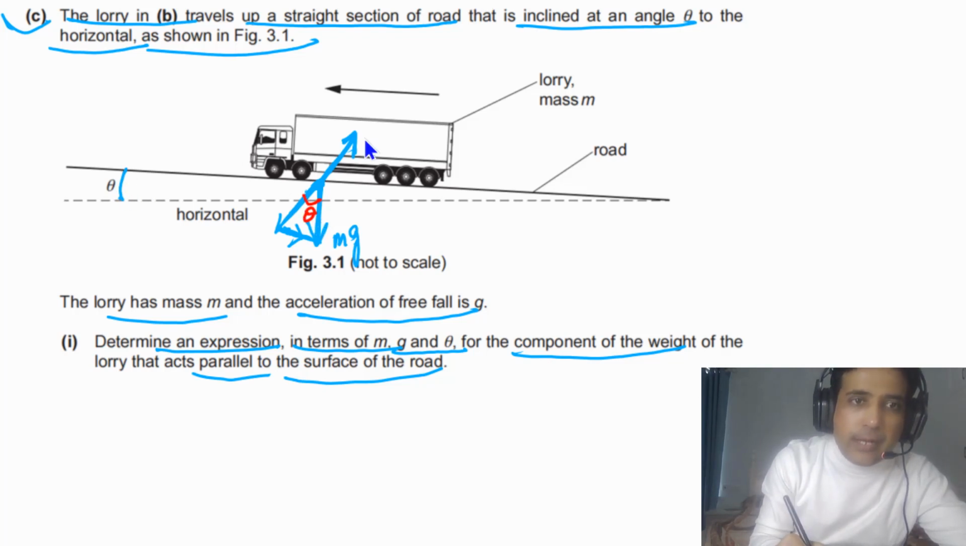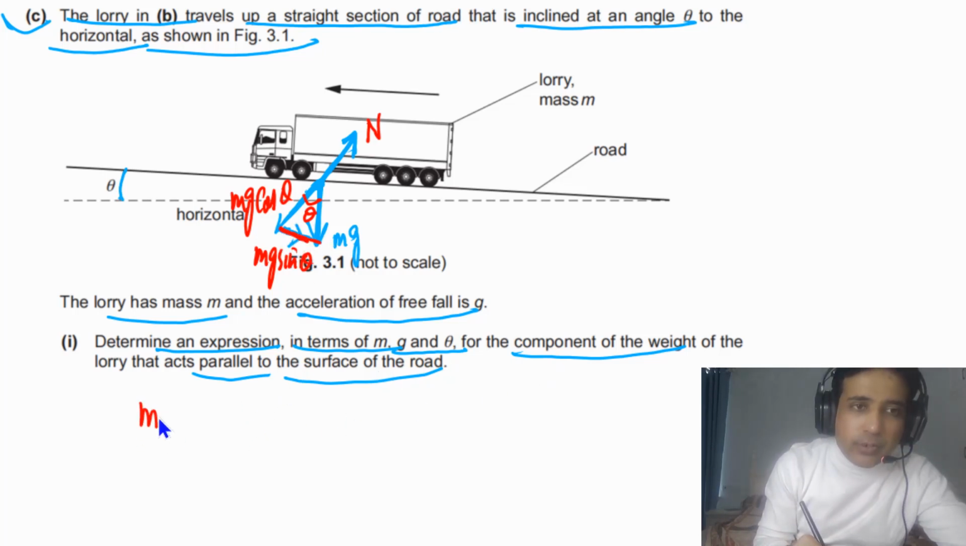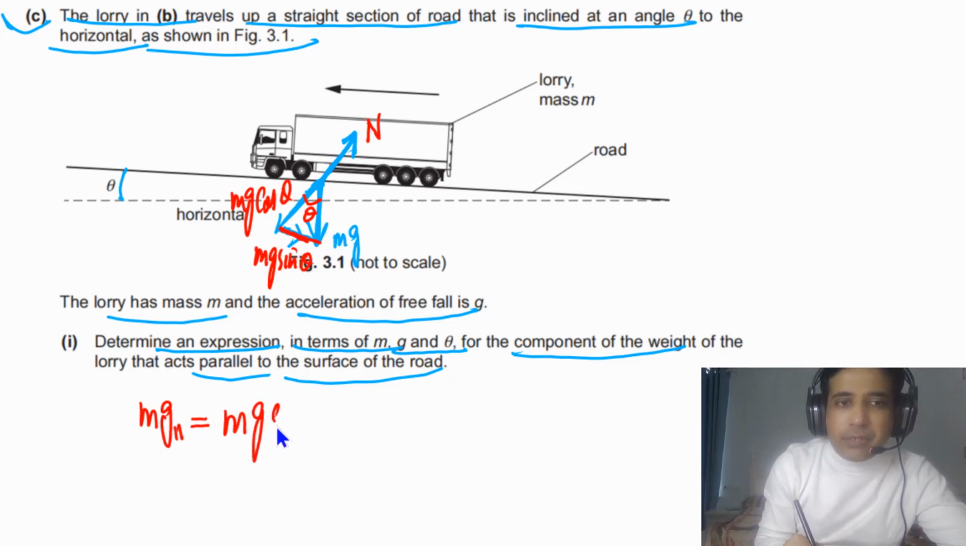We can say this is the normal reaction force, contact force. And this component with the angle will be mg cosine of theta, and the component of the weight opposite to the angle has to be mg sine of theta. And this component of the weight is parallel to the road. The question is asking us to write down the component of the weight that is parallel to the road. So simply you have to write mg sine of theta in this case. If you write this one, you will get 1.